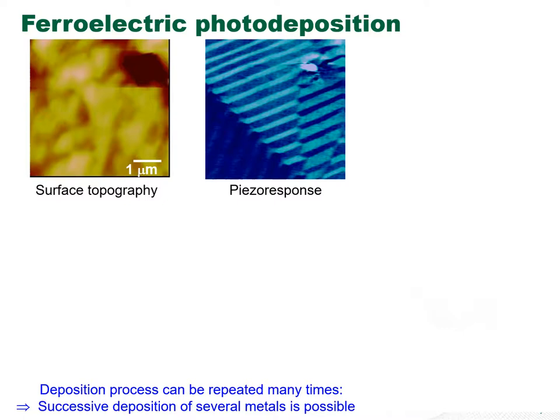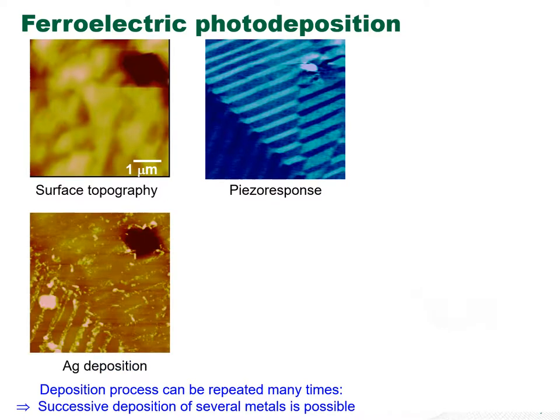So this is a surface topography of the barium titanate ceramics. This is a piezoresponse signal, so you have a beautiful domain pattern. We can take this material, put it in the solution of silver nitrite, shine the light on it, and lo and behold, you can see that silver deposited on some domains, but it didn't deposit on some other domains. So you see the clear correspondence between the piezoresponse pattern and the silver deposition pattern.